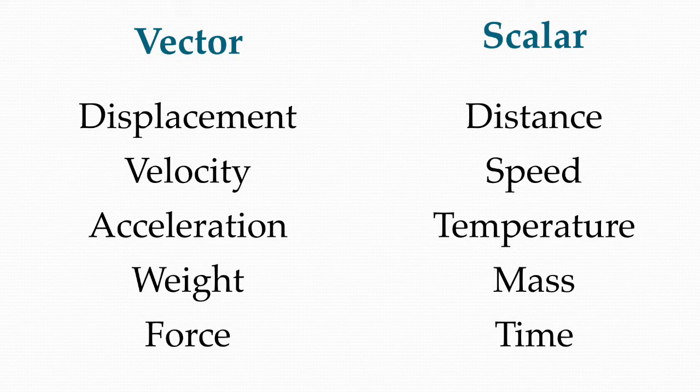In contrast, we've got distance and speed, both scalars. Temperature is a scalar. It doesn't matter which direction you hold a thermometer, it's still going to read the same temperature. And again, mass and time are both considered scalar quantities.